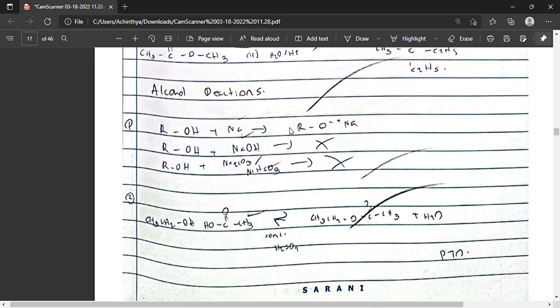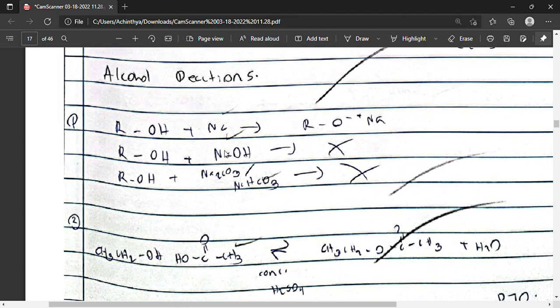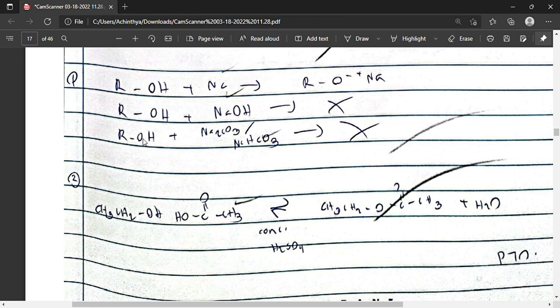Now let's talk about how alcohols react. Here are some interesting reactions of alcohols. Alcohols react with sodium to produce alkoxide ions, but they do not react with sodium hydroxide because alcohols are not acidic enough. Methanol is an exception, it is a bit acidic, but in general, alcohols don't react with bases like sodium hydroxide. Another way alcohols are not acidic enough is we can't add carbonates or hydrogen carbonates and observe the evolution of carbon dioxide gas.